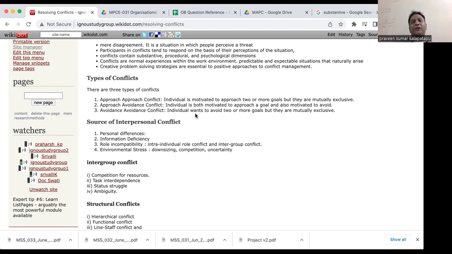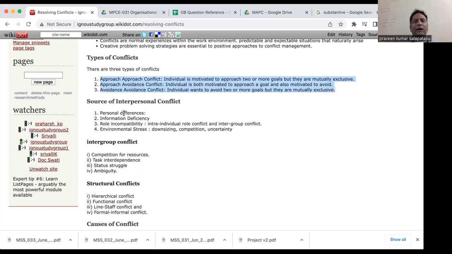Now comes avoidance. If you see all these three, it is just playing around with the words approach and avoidance, and its permutations and combinations. So avoidance is where you have two or more goals, and you want to avoid all the goals. It is this kind of conflict. So these are the three types of conflict an individual would have.